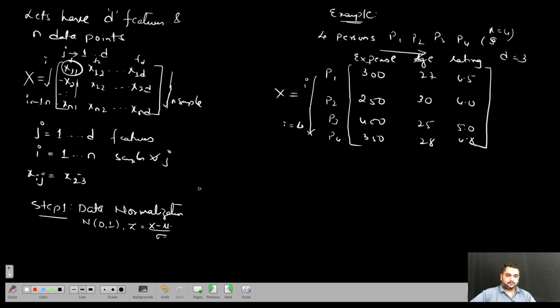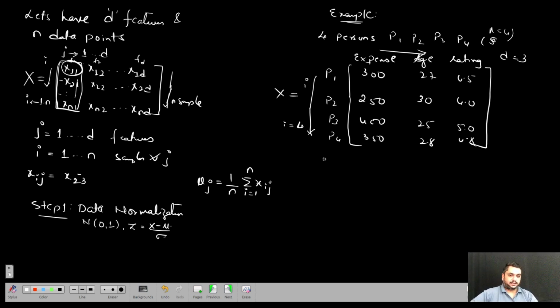So how will I find it? I will write for each feature mu j. Mu j means, for each feature I am finding the average. That means for each column I am taking the average of the column. How will I calculate it? I will calculate it as 1 by n, summation i equal to 1 to n of xij. So for j equal to 1, I am selecting x11, x21, x31 up to xn1. This is this column, so I am finding the average of the entire column.